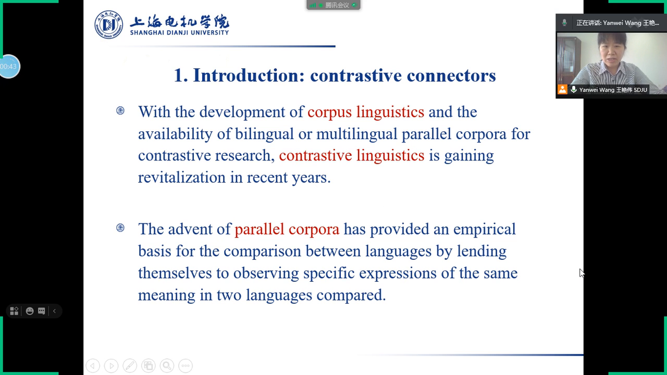With the development of corpus linguistics and the availability of bilingual or multilingual parallel corpora for contrastive research, contrastive linguistics is gaining revitalization in recent years. Especially the advent of parallel corpora has provided an empirical basis for the comparison between languages, by lending themselves to observing specific expressions of the same meaning in the two languages compared.